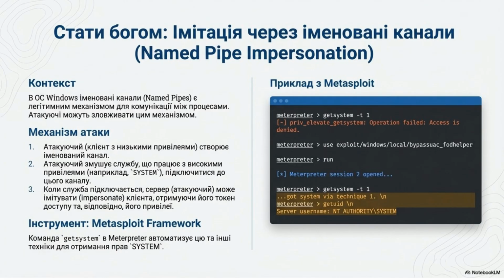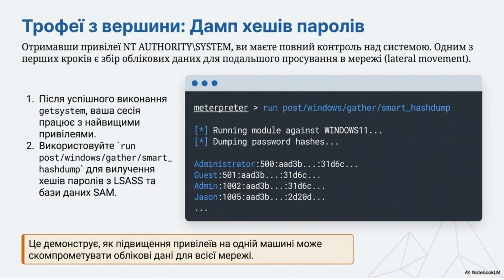Named pipe impersonation is an attack technique where a low-privileged client creates a named pipe. It then fools a high-privileged service, such as SYSTEM, to connect, allowing the attacker to impersonate the service and gain its token. Once NT AUTHORITY\SYSTEM privileges are obtained, the first step in lateral movement is gathering credentials. Tools like Metasploit can be used to dump password hashes from LSASS and the SAM database.